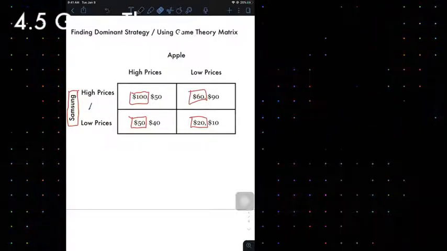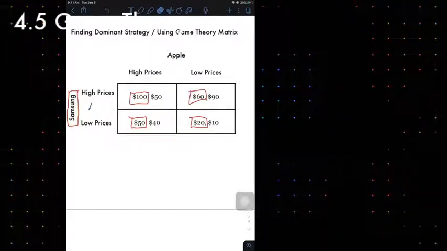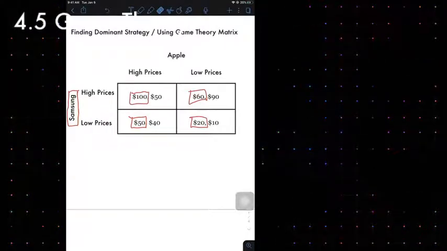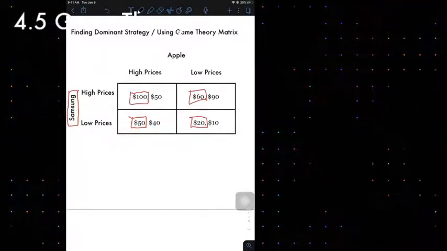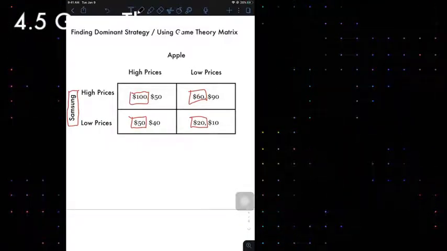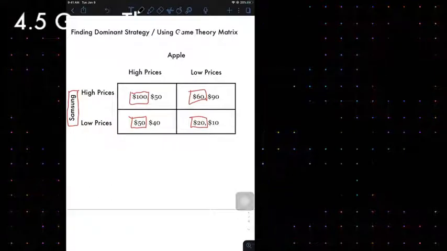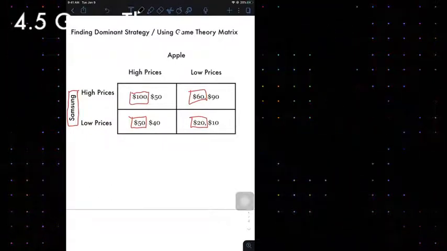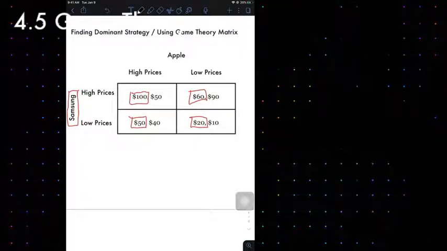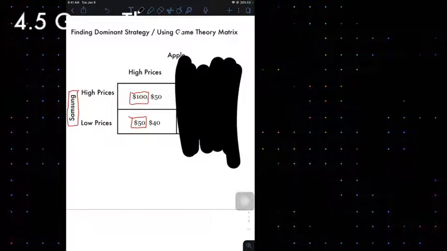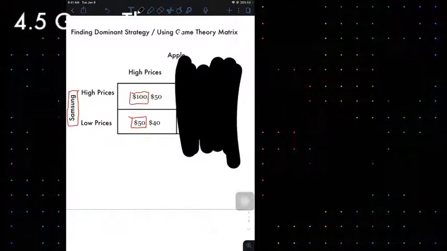When we are solving these problems, what we're looking for is a dominant strategy, and I'm going to show you what a dominant strategy is, right? So, if I want to analyze the dominant strategy for Samsung, I got to figure out what they're going to do when Apple sets their prices high and when Apple sets their prices low. So, what I'm going to do is I'm going to cover up the rightmost side, and I'm going to force Apple to choose higher prices.